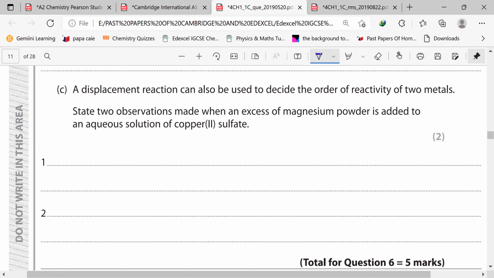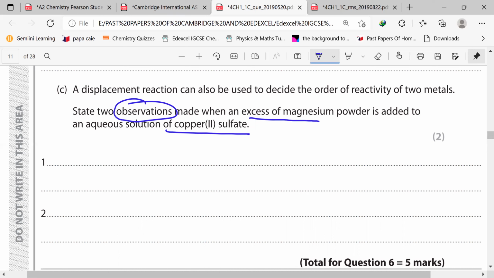Look, state two observations made when excess of magnesium powder is added to an aqueous solution of copper sulfate. So excess magnesium powder is added to aqueous solution of copper sulfate, forming magnesium sulfate. They ask for observations. First of all, there will be effervescence. Why? Because they just said hydrogen escapes, gas will be released by reaction of magnesium. No. Why will gas form?